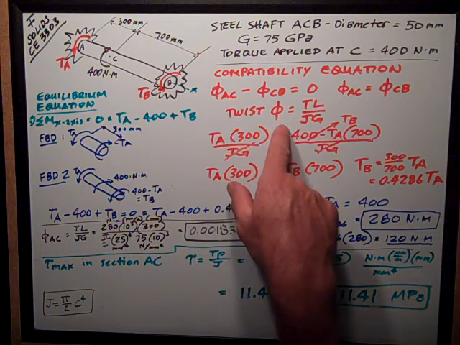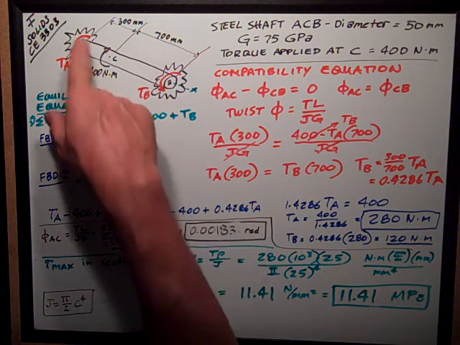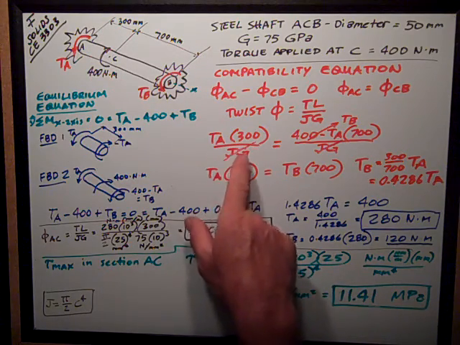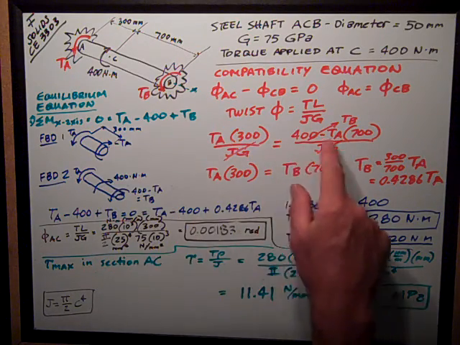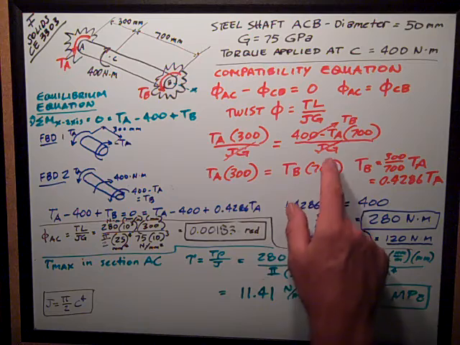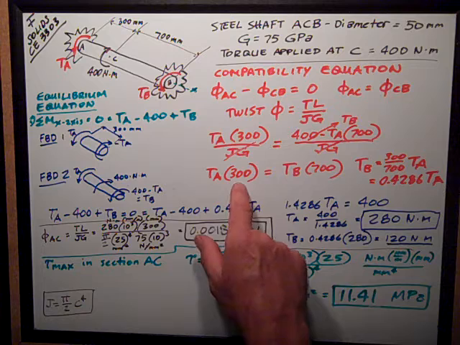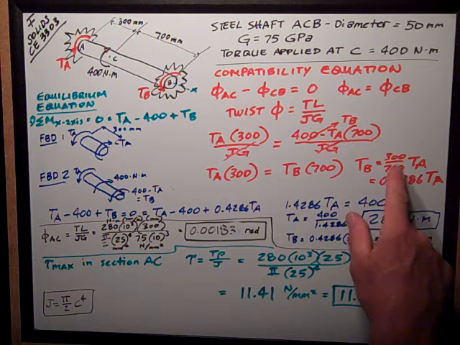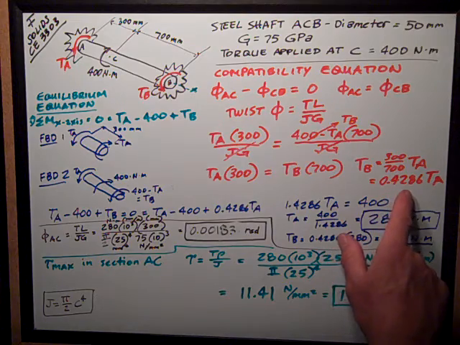So I'm going to go back up to my twist equations. I'm going to say the torque at A, times its length of that section, 300 millimeters, divided by JG, has got to be equal to the torque over this section, which is 400 minus TA, or TB, times 700, its length, divided by JG. I can eliminate the common terms of JG, and I get TA times 300 is equal to TB times 700. Therefore, TB is equal to 300 over 700 times TA, or 0.4286.